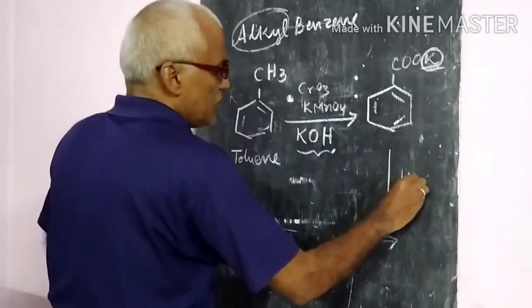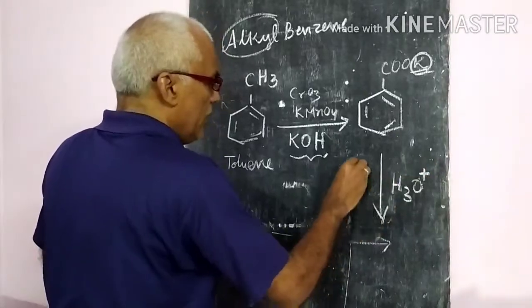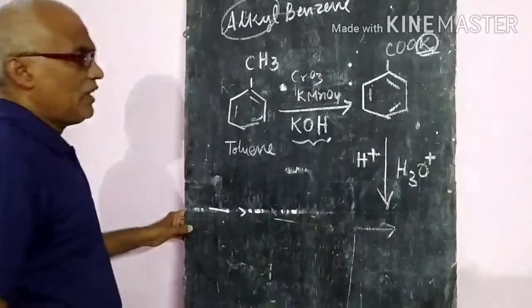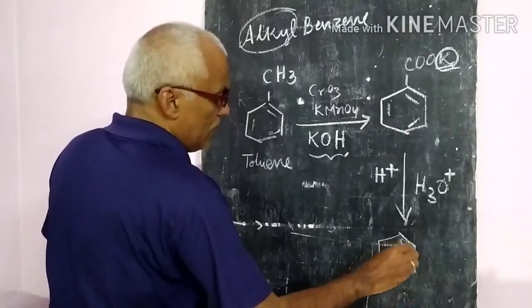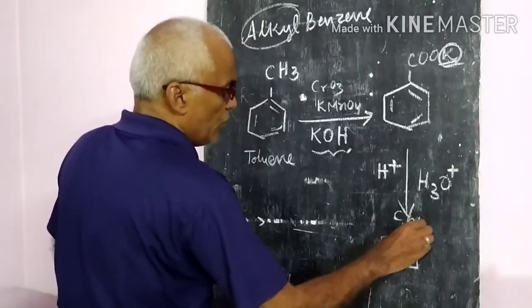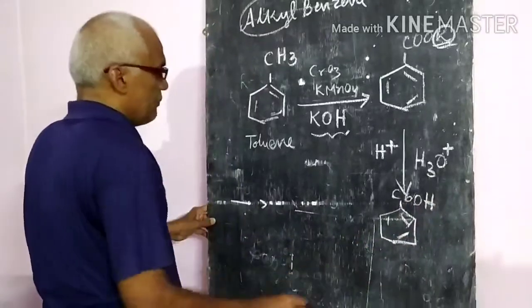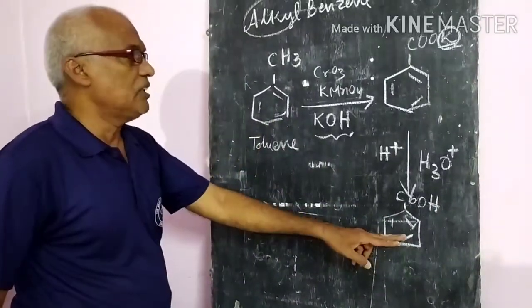That means H3O+ or H+, the hydrogen ion. What can it be converted into? It can be converted into the corresponding acid, benzoic acid. That means toluene to benzoic acid preparation.